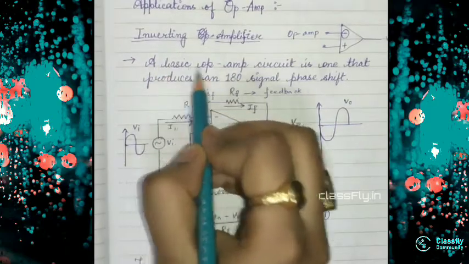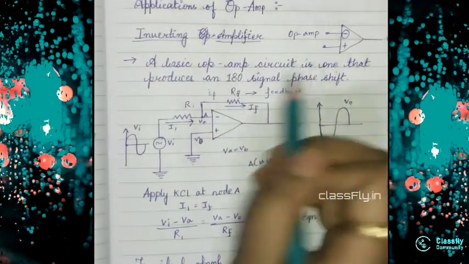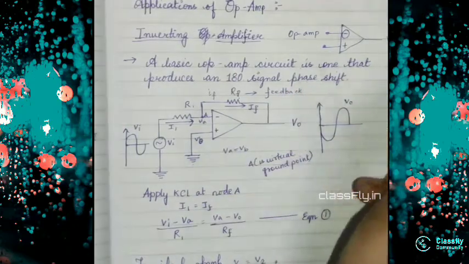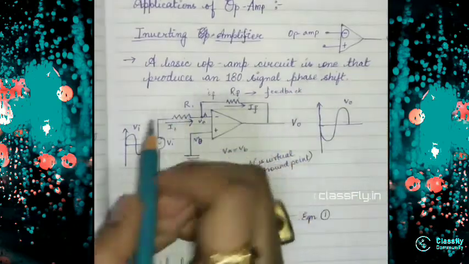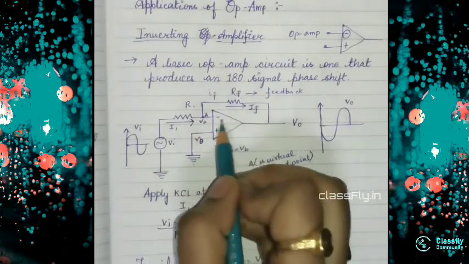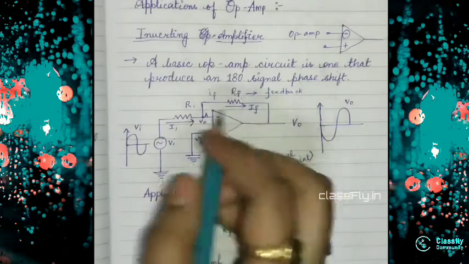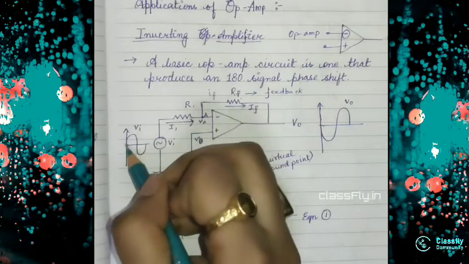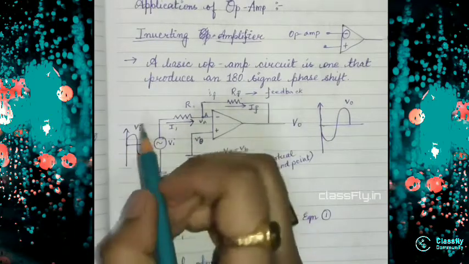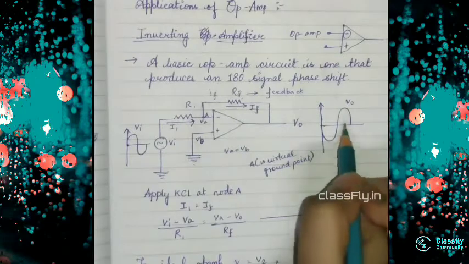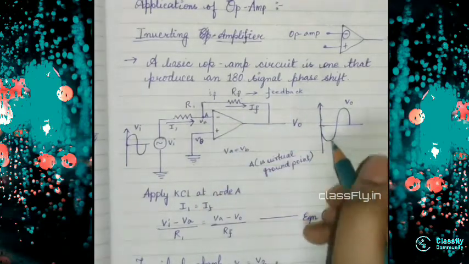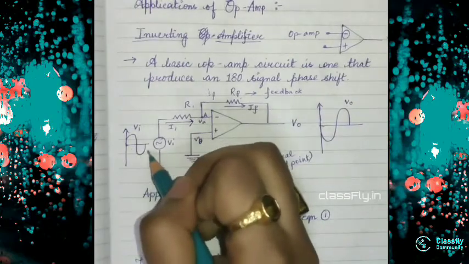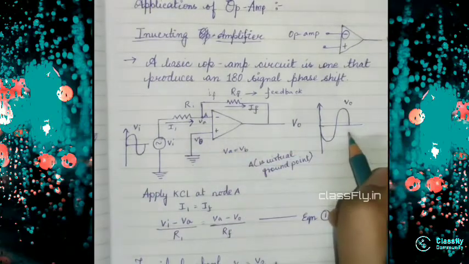So see, a basic op-amp circuit is one that produces a 180 degree phase shift. Basically, it is very simple. The voltage applied at the inverting terminal is in phase, so the output will be at a 180 degree phase shift. So this is the meaning of this statement: whatever our input is, the opposite will be our output. Okay.